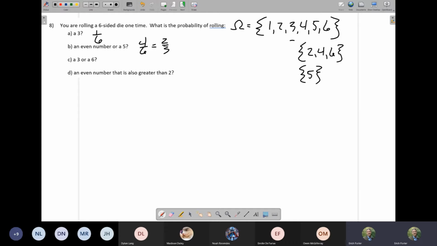Then part C says the probability of rolling a 3 or a 6. So again, if we had a set, we'd just say there's a 3 or a 6. So there are 2 possible outcomes there. So it's 2 out of 6 or 1 out of 3.